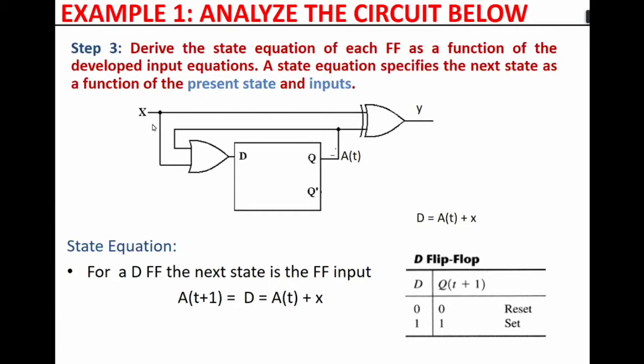That is why what you are saying is right. D is A(t) OR X, which is why we have that plus. And we say the next state A(t+1) is D, which is given by that for a D flip-flop. So that is what we call our state equation. You've got the next state as a function of the present state and input.